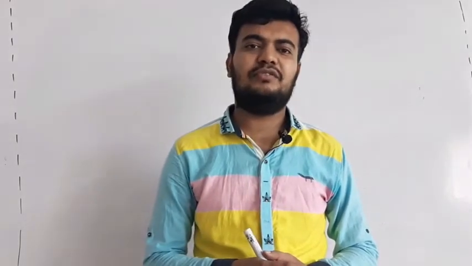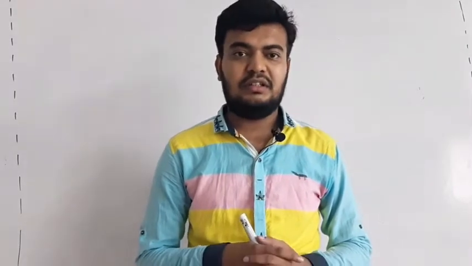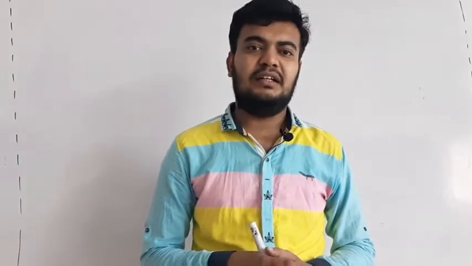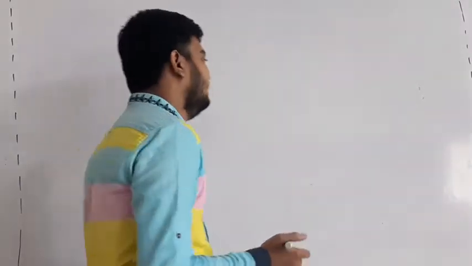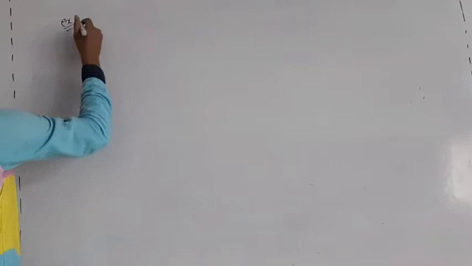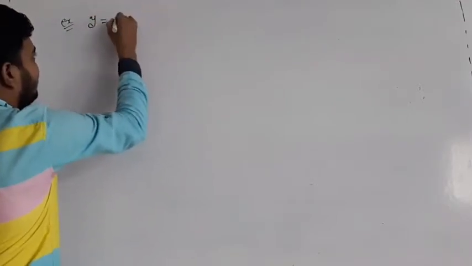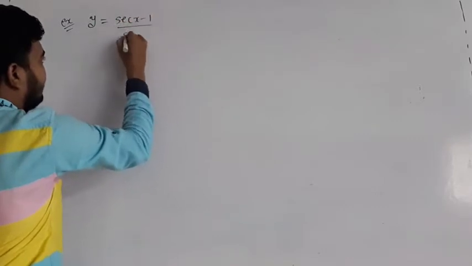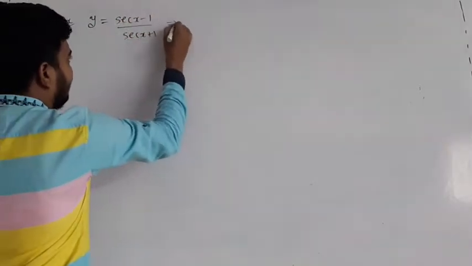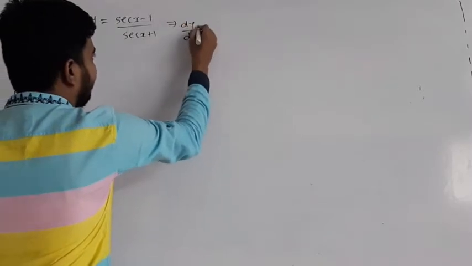In the previous lecture we discussed differentiation of composite functions. It is also known as the chain rule. In today's lecture we continue this topic and see more examples for practice. So, taking one example, if y is equal to sec x minus 1 upon sec x plus 1, find dy by dx.